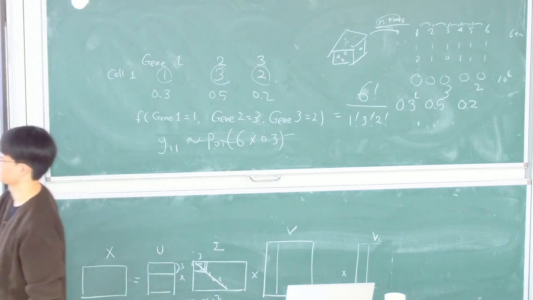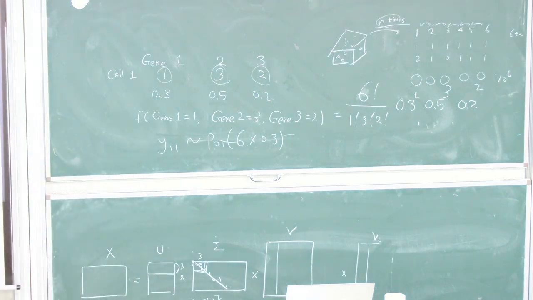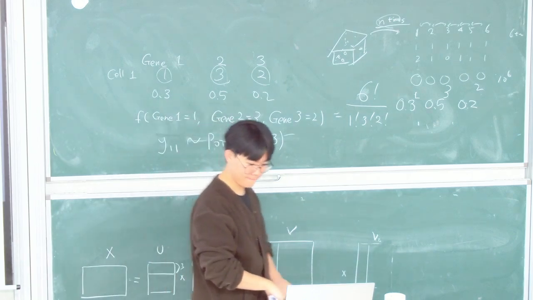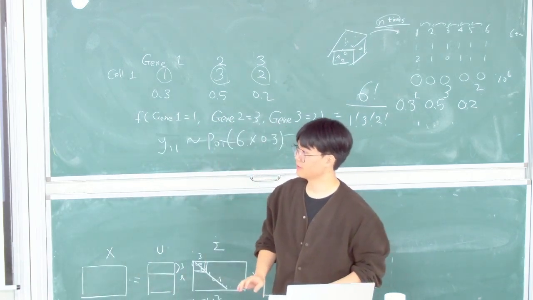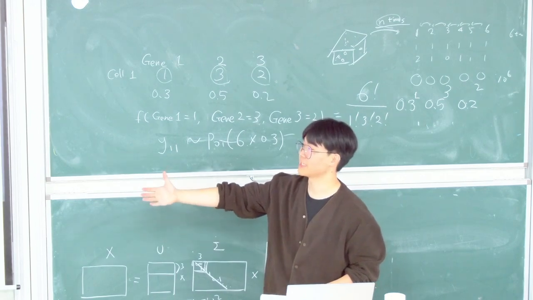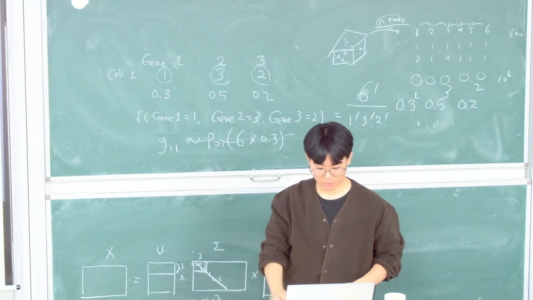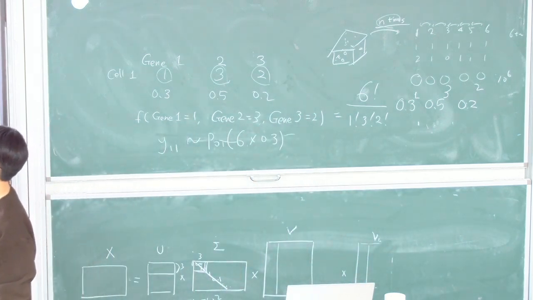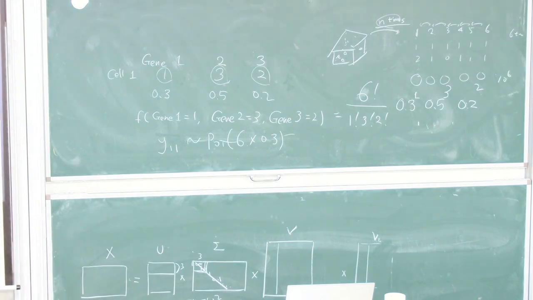Okay, so this was the point. Each entry is picked from a Poisson distribution. Then why are we doing this? Because we want to use PCA. Let us go back to PCA. PCA was an optimization problem, which minimizes the error between the original data and the reduced data.